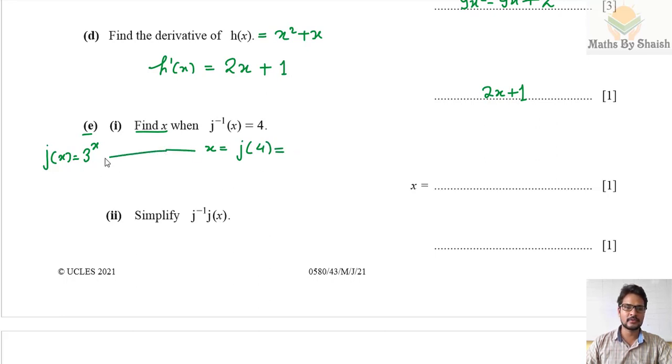Here, when the input was x, we were getting 3 to the power x. If the input is 4, it is going to be 3 to the power 4, and 3 to the power 4 is 81. So that's the value of x.